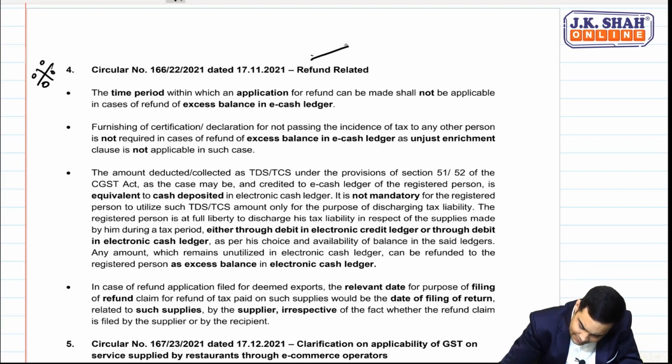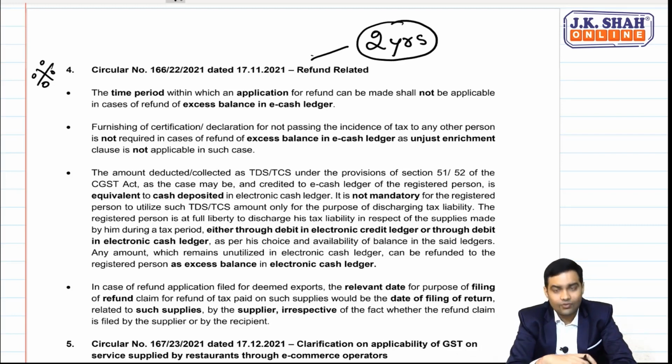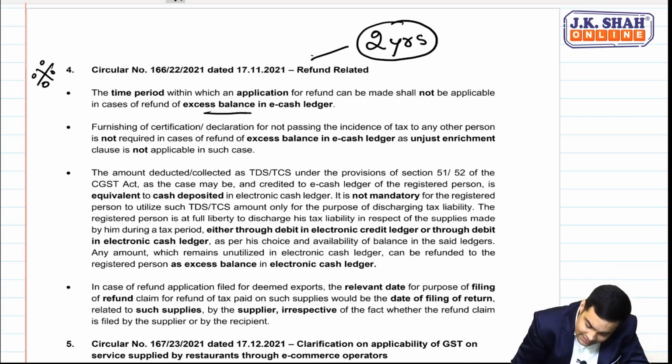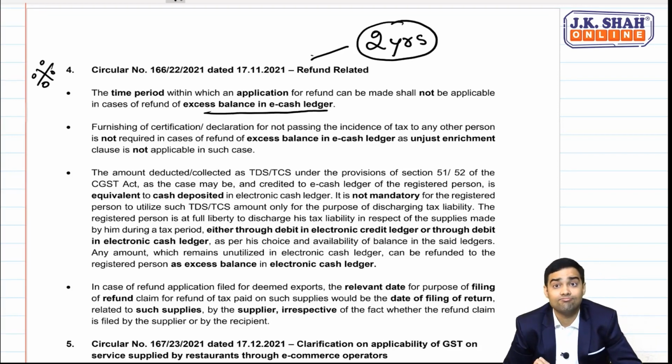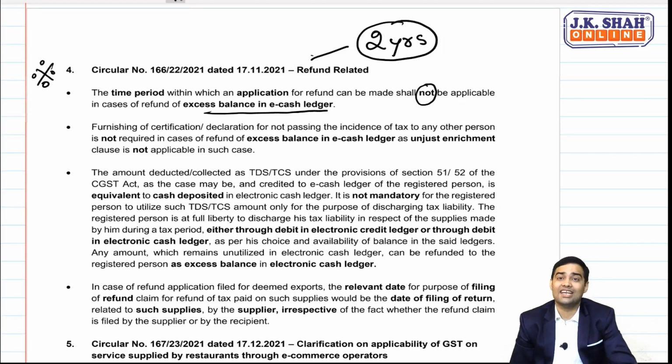Refund, the time limit is 2 years. Agreed, people? The time limit to file refund application is 2 years from the relevant date. The first question which industry asked is, is this 2 years applicable to money lying in e-cash ledger? CBIC has clarified that 2 years will not be applicable for money lying in e-cash ledger.